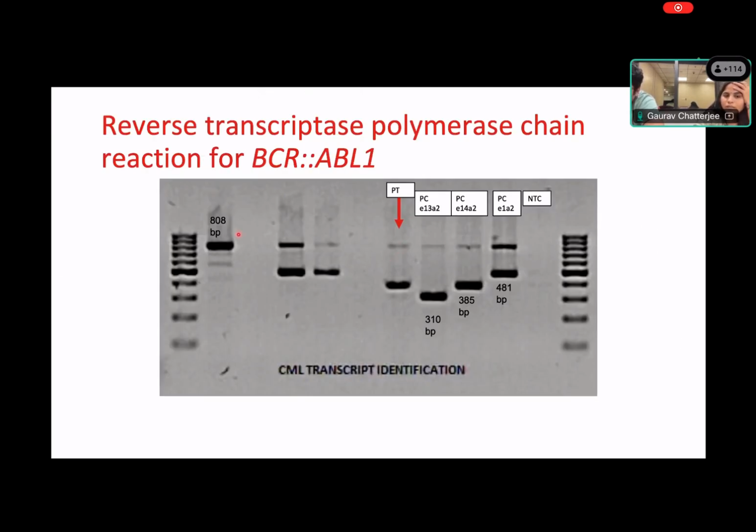Okay. So now suppose this first case is showing us only a band of 808 base pair, but there is no other band. So what will you consider this case as? Control. And control primer. So Preeti, you were saying something? So the control primer or control region has worked, but there is no other band. That means this case is negative for PCR.